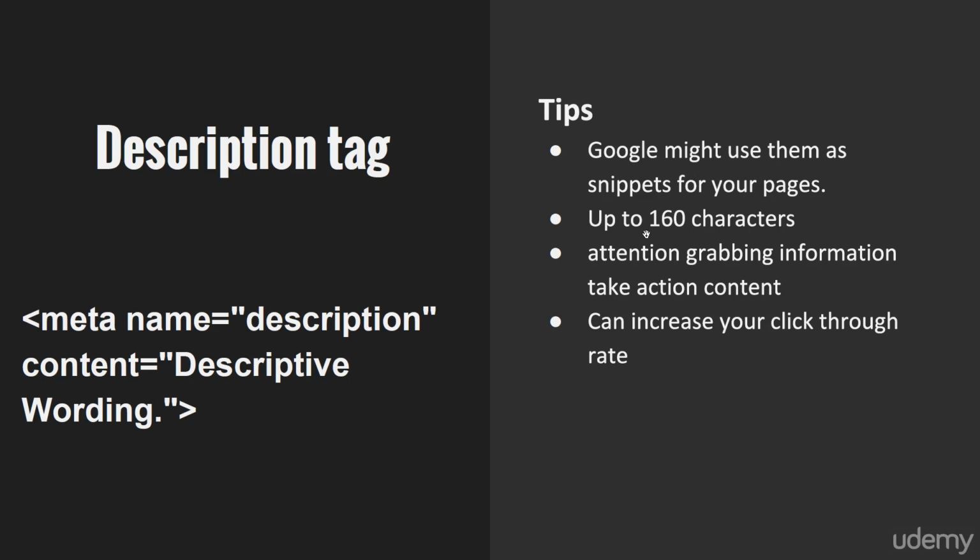Another thing to keep in mind, try to keep it up to about 160 characters. Don't overdo it. And the reason, again, is because you're targeting descriptions that Google might be using as snippets within search results. Another tip, when you are writing those description tags, make sure that there's attention-grabbing information, like take-action type content. So when people do come up within search results, they might be more inclined to click through them. And that's the last tip, that it can be used to increase your click-through rate within search results.